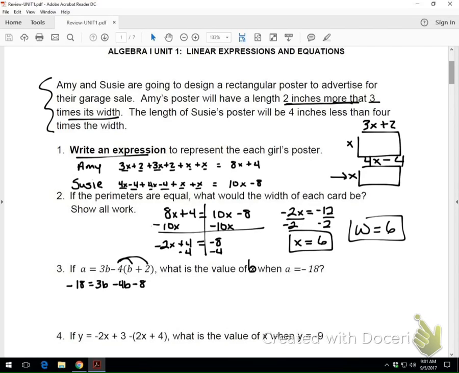Now I can combine some stuff right here. 3B minus 4B, so I have negative 18 equals negative 1B minus 8, right? Now what? You want me to take a mirror image of this so it looks normal? Remember, if you take a mirror image, take all this, move it over, move this over. So you got negative 1b minus 8 equals negative 18. So it looks like that.